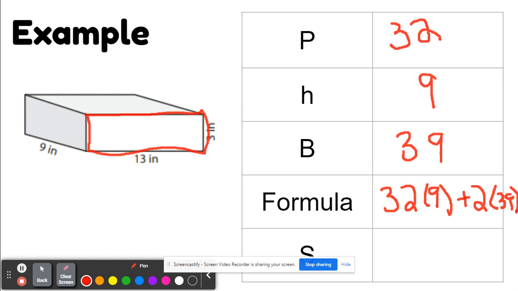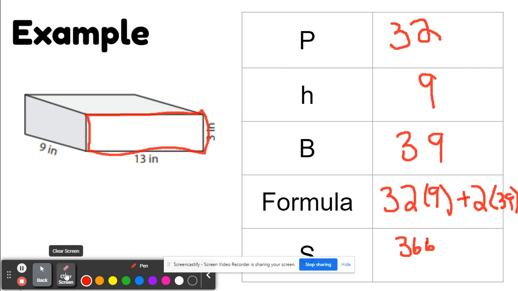So now I'm going to go ahead and put that all together. So in my calculator, I'll type it exactly as I have it. I'm going to have 32 times 9 plus 2 times 39. And when I put that all together, I end up with 366. So my surface area is 366. So that is how I find the surface area of just a regular rectangular prism.